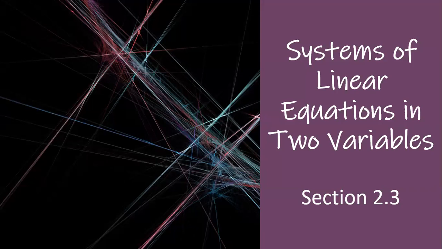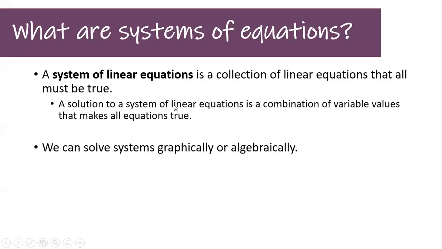Today, we'll be talking about section 2.3, which is systems of linear equations in two variables. So what are systems of equations? A system of equations is just a collection of linear equations that all have to be true. So if we have a solution to that system, it's a combination of variable values that make all the equations true.